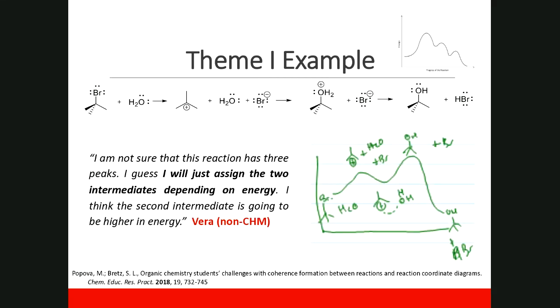As you can see, we have a response from a non-major student, Vera, who actually drew her own reaction coordinate diagram. She told us that none of the options that we provided her were correct. Here's what she's saying: I'm not sure that this reaction has 3 peaks. I guess I will just assign the 2 intermediates depending on energy. I think the second intermediate is going to be higher in energy. As we can see, Vera thinks that the peaks in reaction coordinate diagrams represent intermediates. For this reason, she has the 2 intermediates above the peaks.